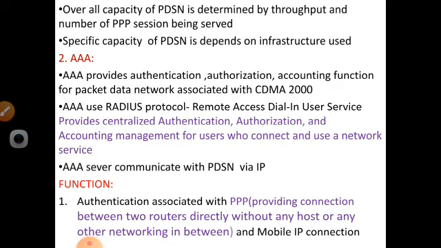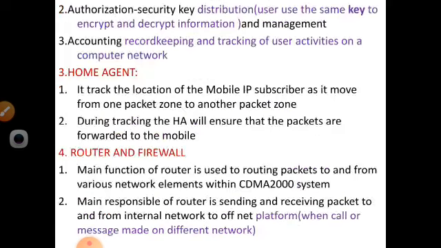So this authentication will be associated with two types of connections, like TPP connections and mobile IP connections. TPP connection does not use any mobile IP protocol, and mobile IP connection will make use of IP protocols. And the second important function of AAA will be authorization, that is, they are providing security key distribution.